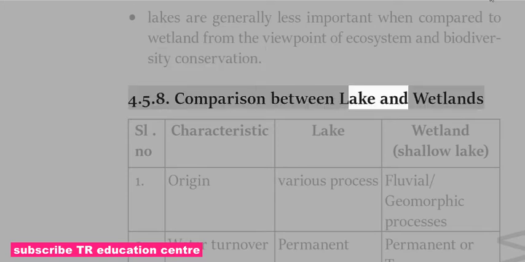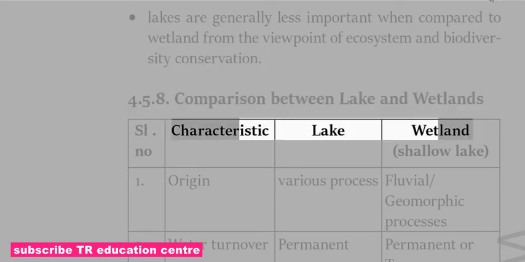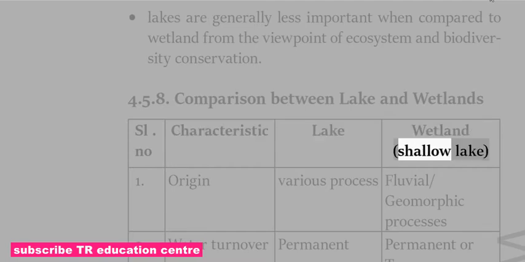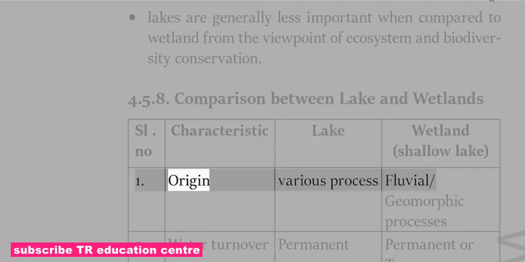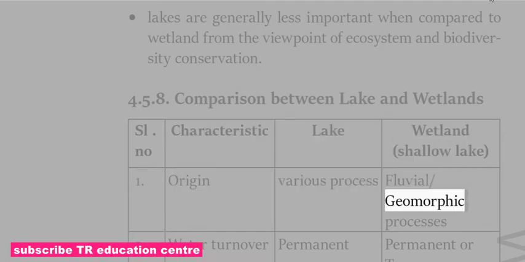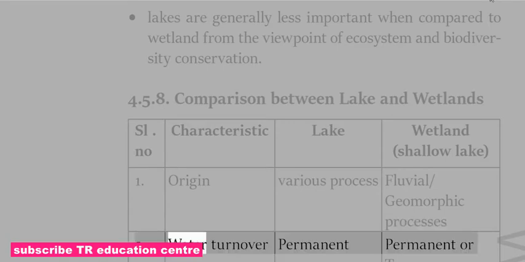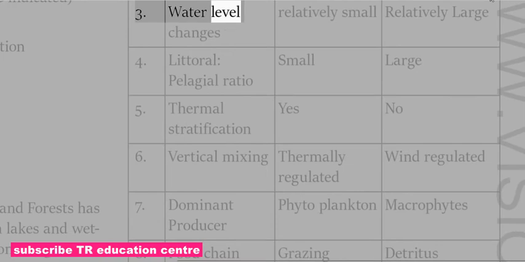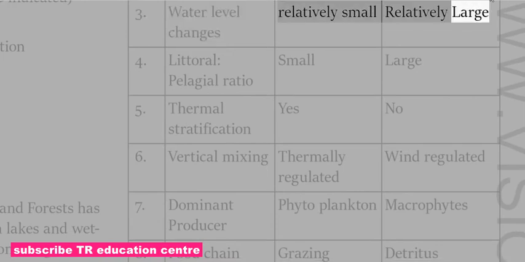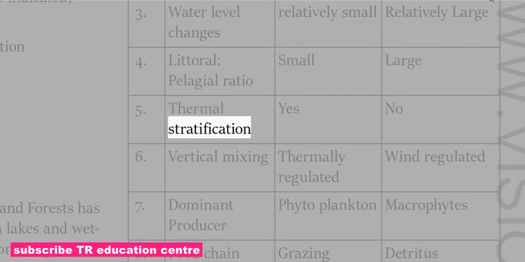Comparison between lakes and wetlands. Characteristic: lake versus wetland, shallow lake. 1. Origin: various processes versus fluvial geomorphic processes. 2. Water turnover: permanent versus temporary. 3. Water level changes: relatively small versus relatively large. 4. Littoral to pelagial ratio: small versus large. 5. Thermal stratification: yes versus no. 6. Vertical mixing: thermally regulated versus wind regulated.